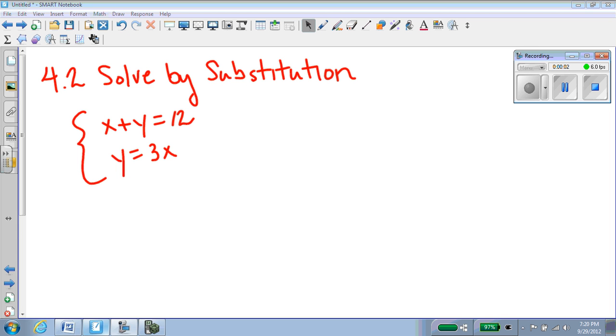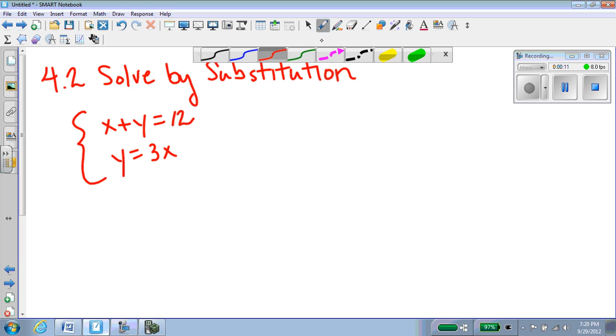Today we're going to talk about a third technique for solving systems of linear equations. We're going to solve by substitution. This strategy is not going to involve a graph at all. We're going to use purely algebraic techniques. Okay, so our system: x plus y equals 12 with y equals 3x.